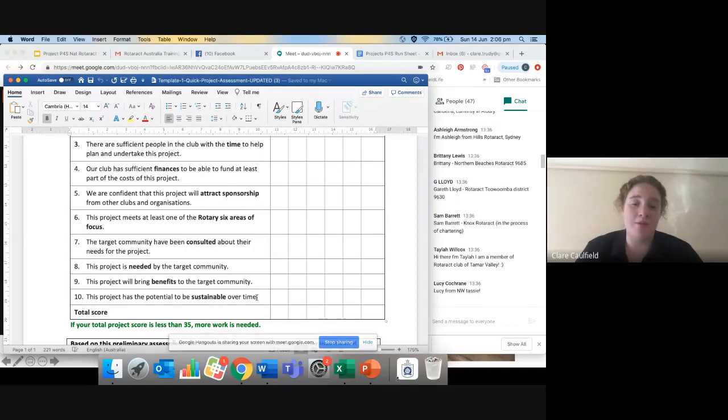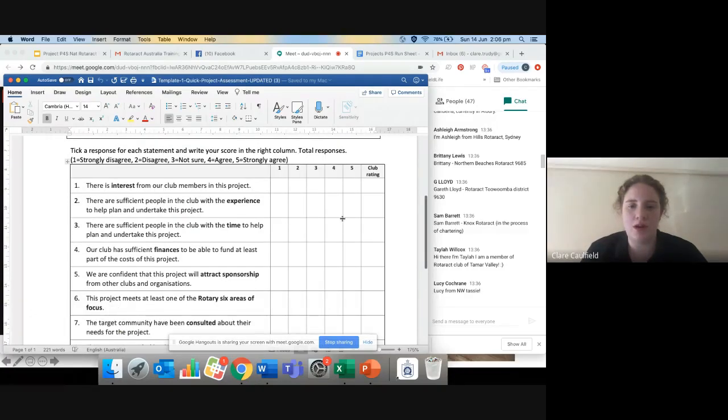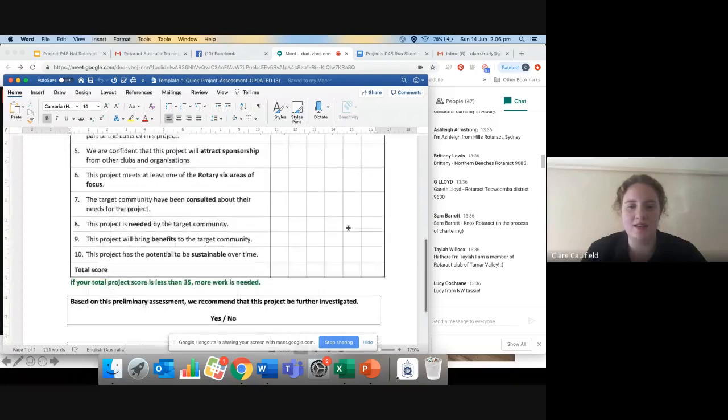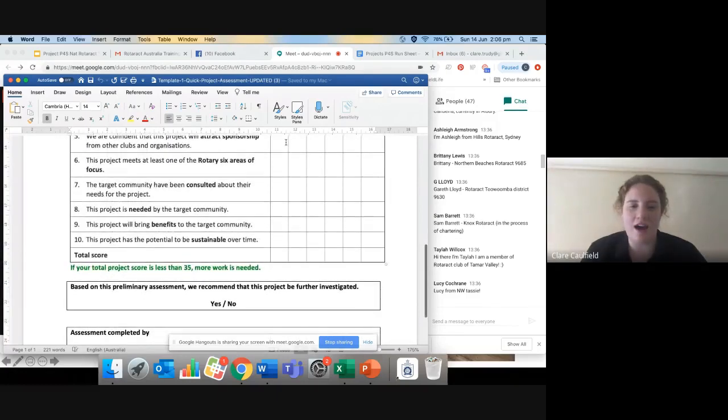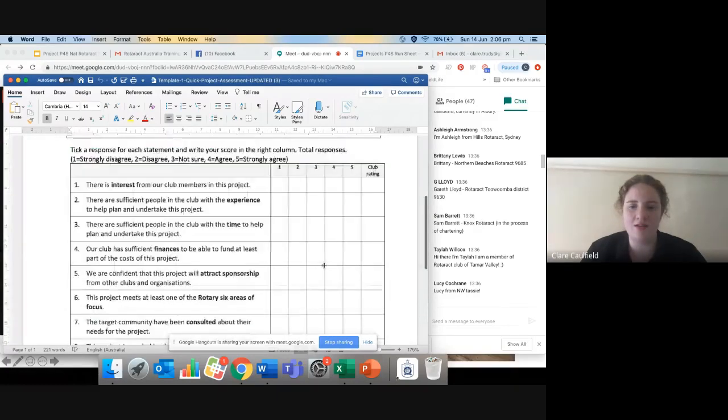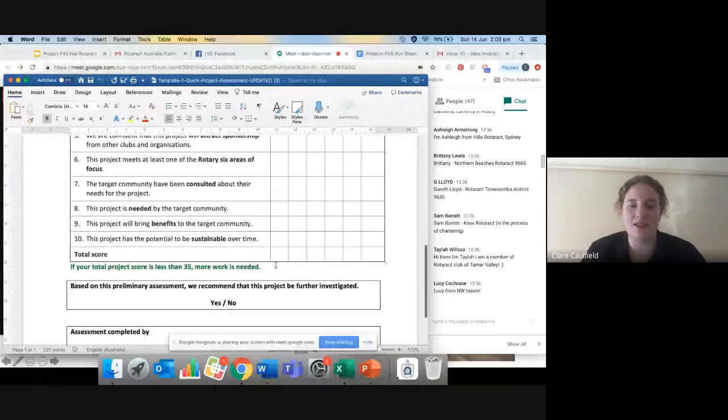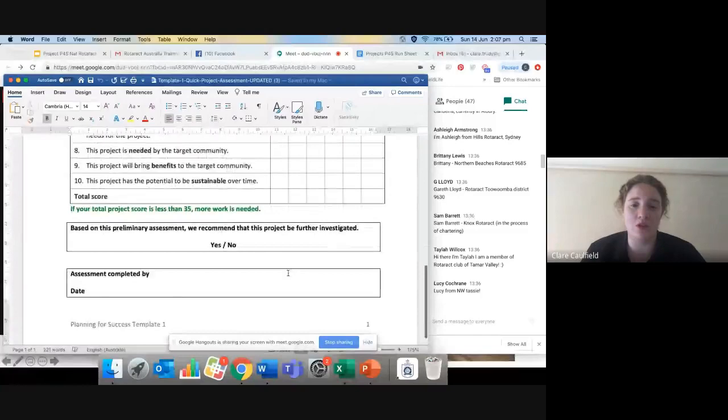This one says sustainable over time, but I know in Monash Rotaract we made one of the values of our club this year environmental sustainability. So we perhaps put that there as an extra check to see if this project is working. As you score the project idea based on each of these, if it's less than 35, that's just based on how many there are, so out of 50, if it's less than 35, it's probably not a good project idea. You could change that criteria as well if you wanted to.